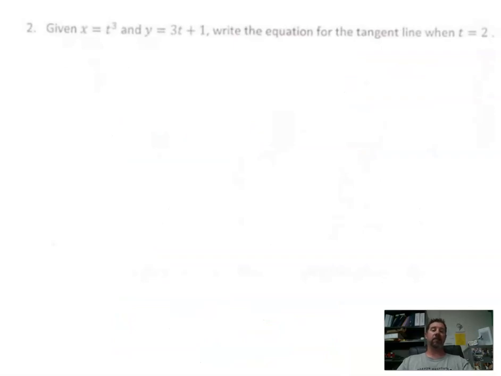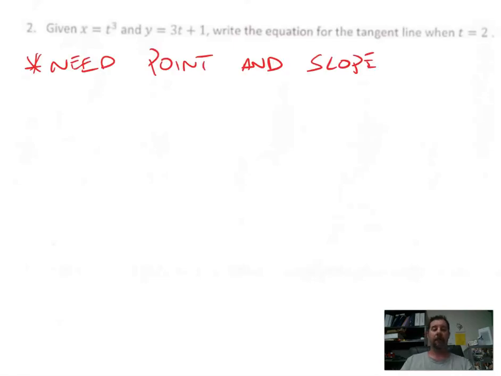We're given x equals t cubed and y equals 3t plus 1. And we want to write the equation for the tangent line when t equals 2. So again, remember, when you want to write the equation of the tangent line, you need a point and slope. So let's go find these things. We need a point and slope.